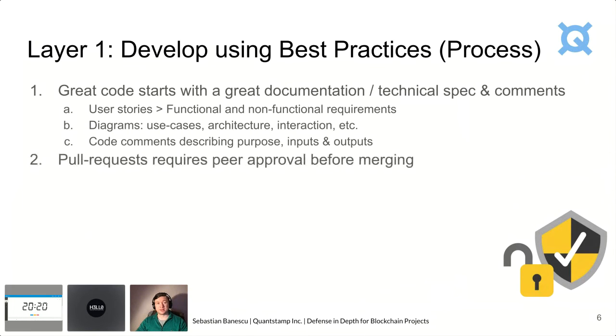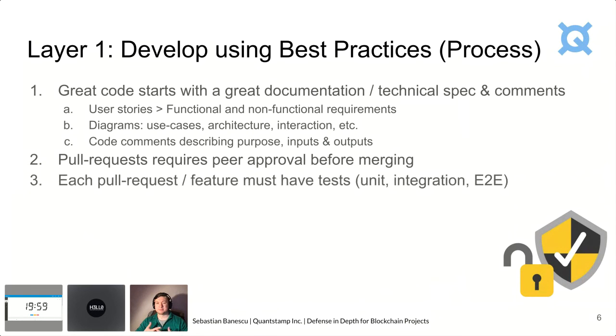So another very important aspect related to process are pull requests that should be created for each feature. And you should require at least 1 or 2 peers, developers, to approve that pull request after manually reviewing the code before it is merged. Otherwise, you might get unreviewed code, which is always bug prone.